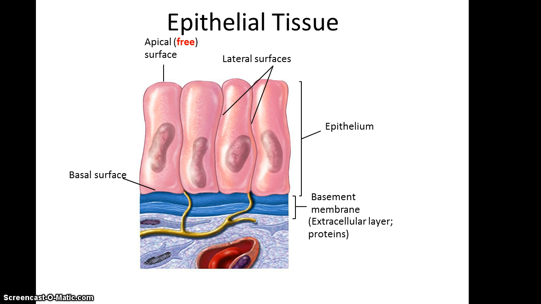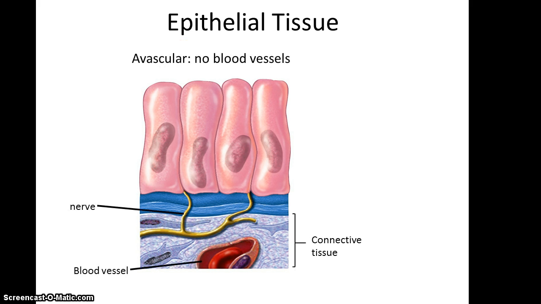The lateral surfaces are the sides of the cell that touch the other cells, and then the apical surface is the side of the cell furthest away from the basement membrane, and eventually it forms the free surface that is next to the open space or lumen of whatever structure it is a part of.